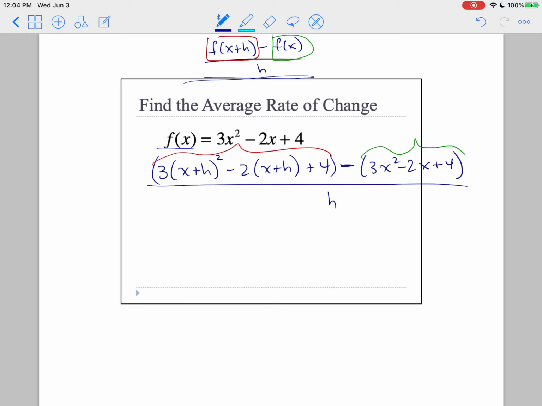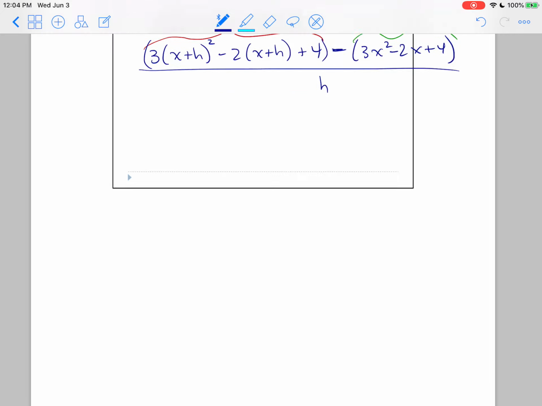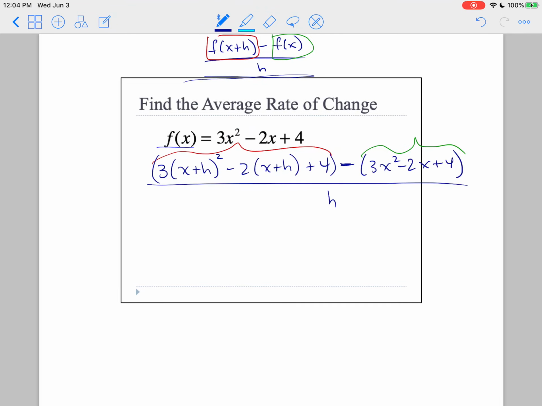So this is technically the average rate of change, but we like to simplify this, make it a little bit easier to look at: combine like terms, multiply out some of this stuff, simplify, okay? That's what the rest of this work is going to be all about. So let's start with just x plus h squared. So I have 3. I still have this 3. Not letting go of that.